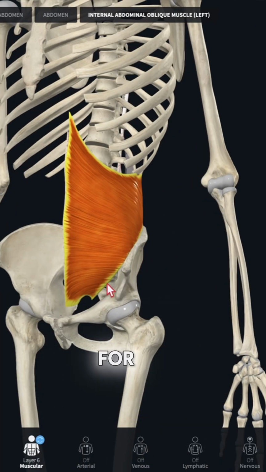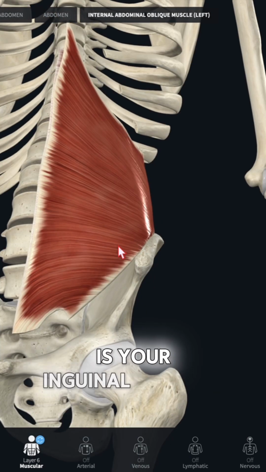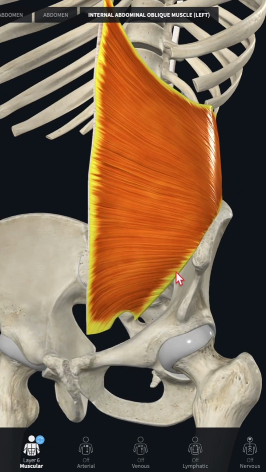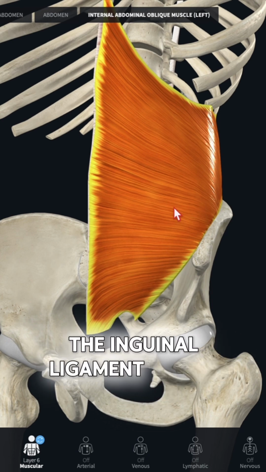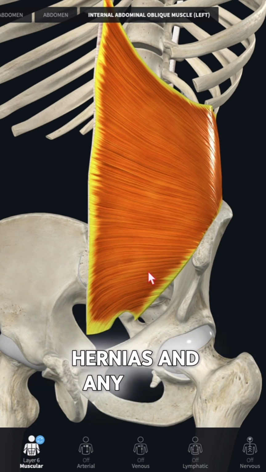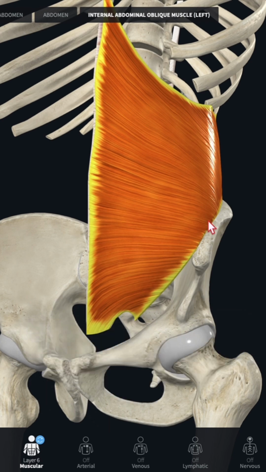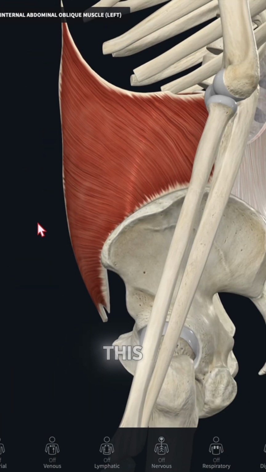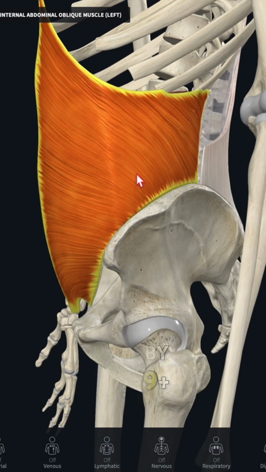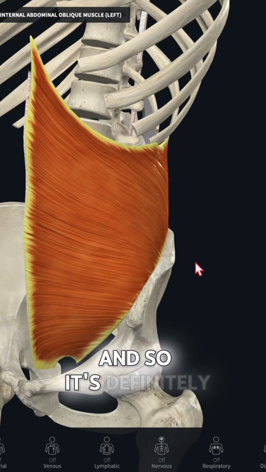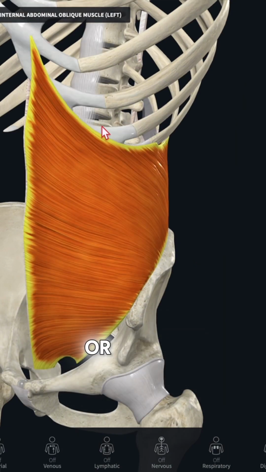And a very important one for all the athletes that I work with is your inguinal ligament, which a lot of issues can develop around there with soccer and any sort of sport that requires a lot of hip flexion and sprinting, running, anything that ties into abdominal internal pressure. The inguinal ligament can be related to sports hernias and any other conditions that aggravate that hip region. For post-pregnancy, this is also a very good muscle to work with females that have carried a baby for 9 months. It's definitely one of those tissues that you can't neglect or forget about.